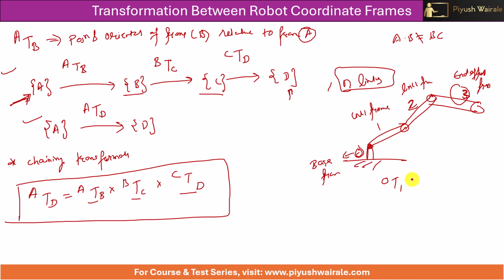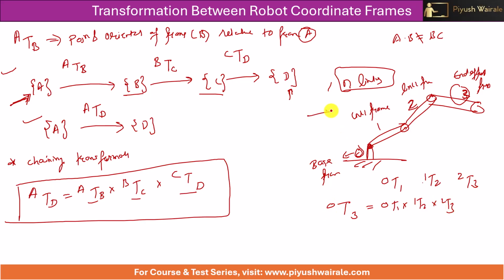0T1, 1 to 2 will be a what? 1T2, then 2 to 3 will be a what? 2T3, and then the complete transformation with respect to the base frame and the end effector will be what? 0T3 here, and this will be equivalent to what? 0T1 into 1T2 into 2T3.